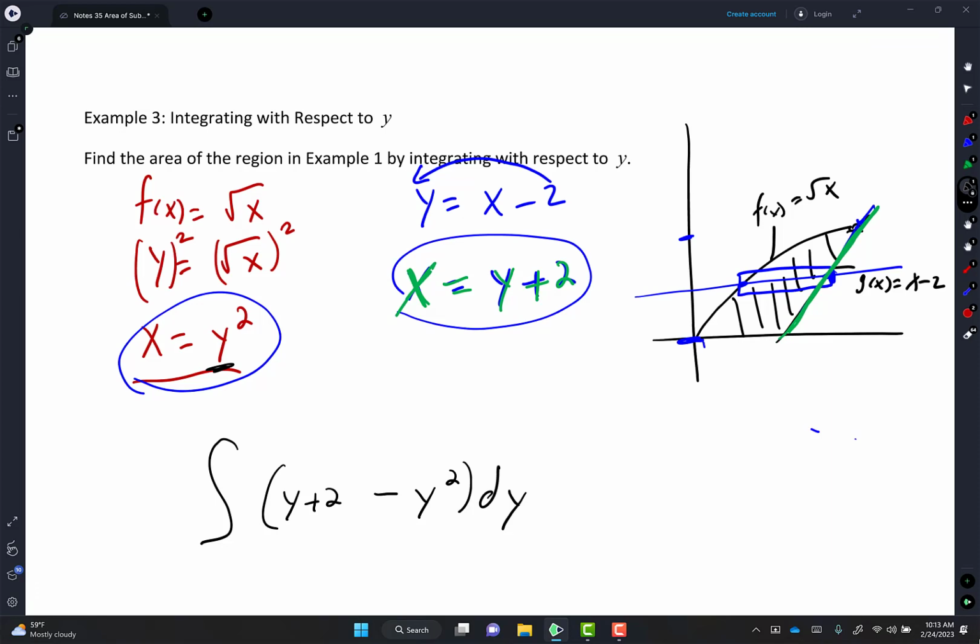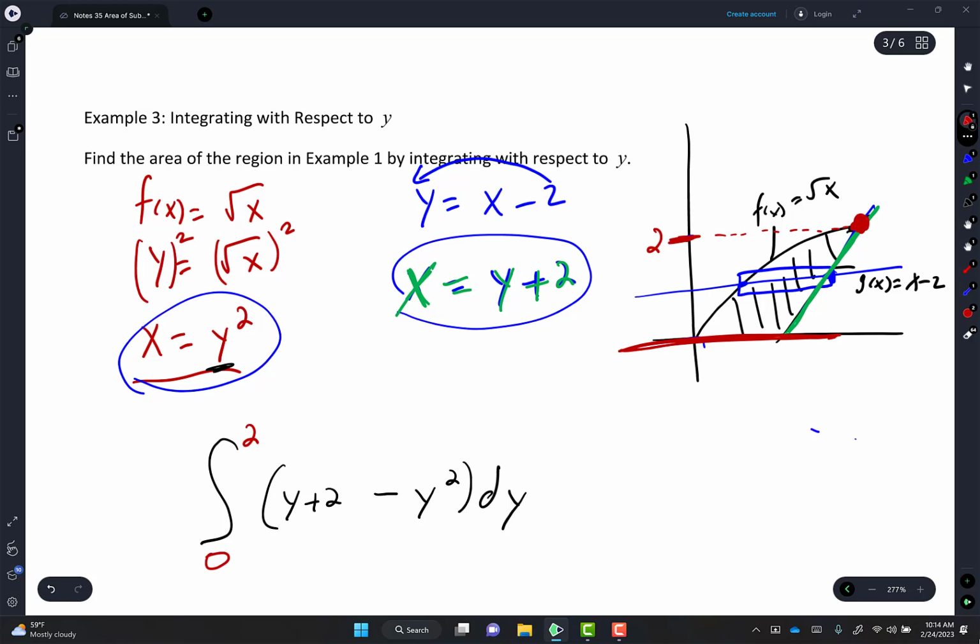Now, my new limits, do not use the old ones because those were x values. Now I need y values. What is this y value right there? Let me put it in red. 0. Do you guys see that? What is this y value way up here? I'm going to put a dashed line. What is that y value right there? 2. Does everyone know how we got that y value of 2? It's where they intersect. Good.